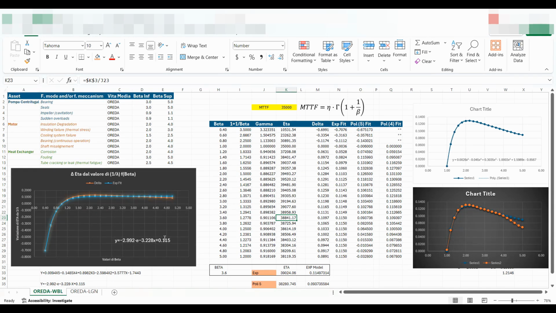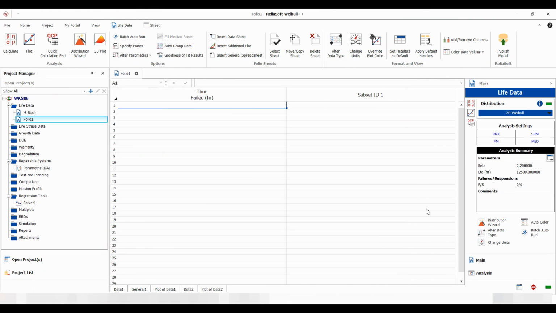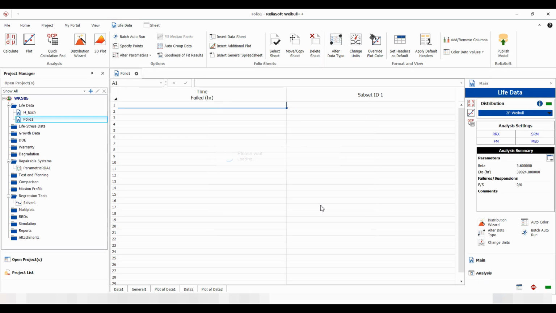Because effectively we want to take this model and be able to apply it to any value without having to worry about it. So to do that, we have to switch to Weibull++. So we go to Weibull++, we create a blank folio, and we don't put in any data, but we just click calculate. And we want to put in the parameters of the model. So it's 3.6 for the shape parameter and 39.24 for the scale parameter. And then we click OK.